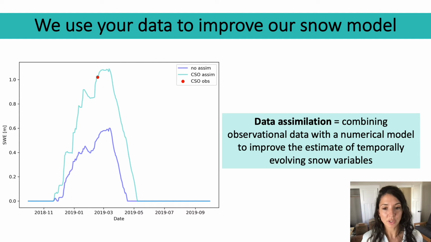In this figure, the dark blue line shows the estimated SWE if the model is run without including any snow observations. The red dot shows a CSO observation, and the blue line shows the trajectory of the snow model once we assimilate that CSO observation. You can see that the incorporation of this on-the-ground observation has helped to correct the modeled snow estimate so that it passes through that observed point.